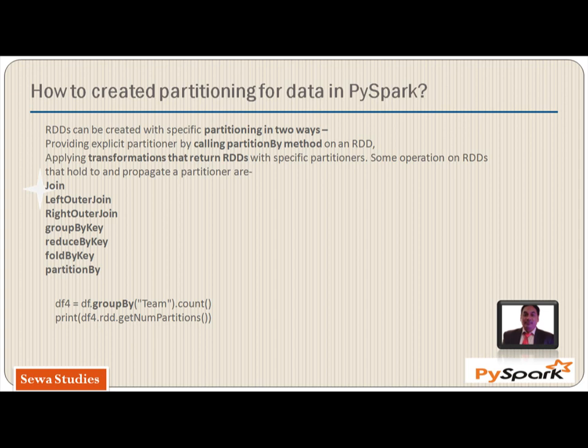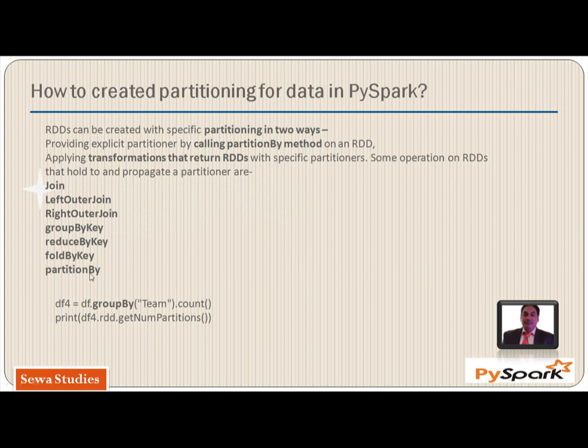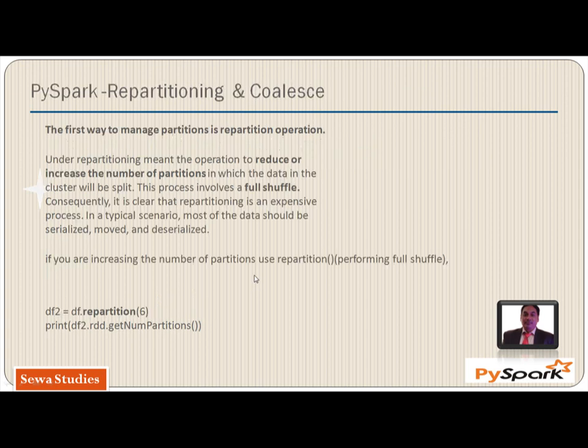You can write spark.sql.shuffle.partitions, and also you can use df.groupBy, put in the column name, then dot count, and you can get the number of partitions through print rdd.getNumPartitions. This shows the number of partitions in your data. I will give everything as an example in the demo part also.